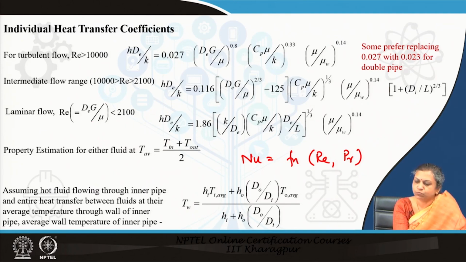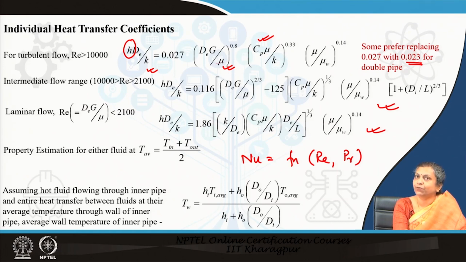For turbulent flow, mostly they are turbulent flow, this is the correlation, and it is also mentioned that for double pipe often we use 0.023. For the intermediate range also the correlation is given. For the laminar flow also the correlation is given. Now, for finding out H, what are the things that you need? You need to know K, you need to know mu, you need to know Cp, right.